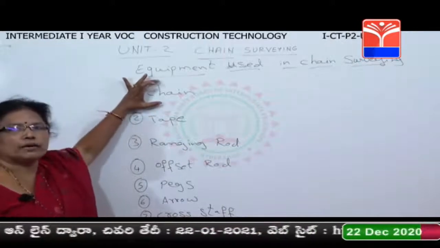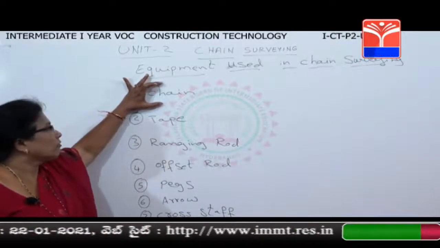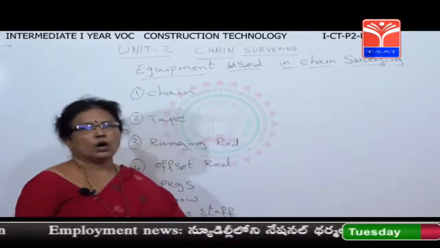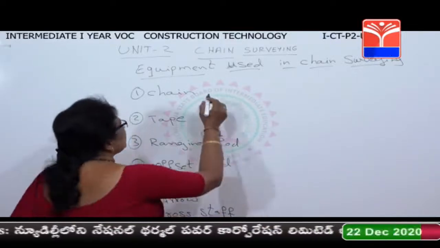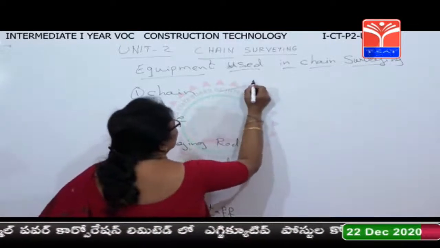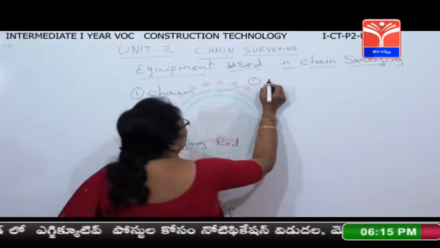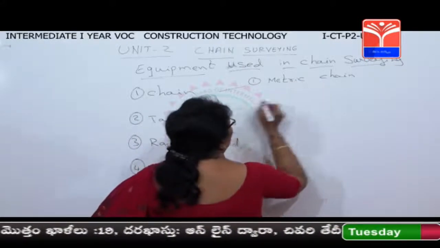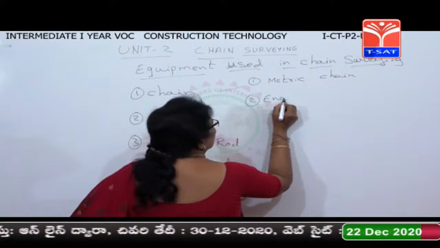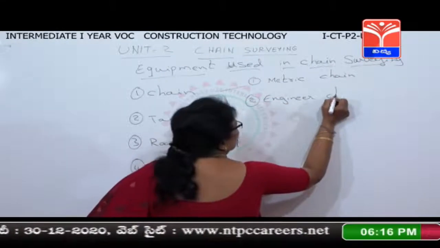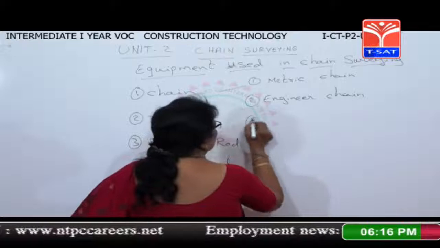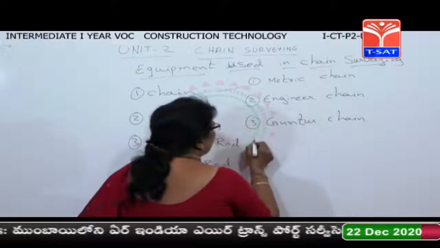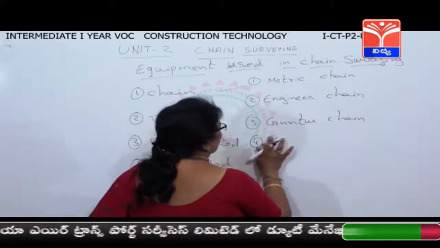Now, first we learn about the chain. As I told, why are we going to use the chain? Chain is used for taking the horizontal measurements. So here you have 4 different types of chains. One is metric chain, 2 engineer's chain, 3 Gunter's chain, and next is revenue chain.